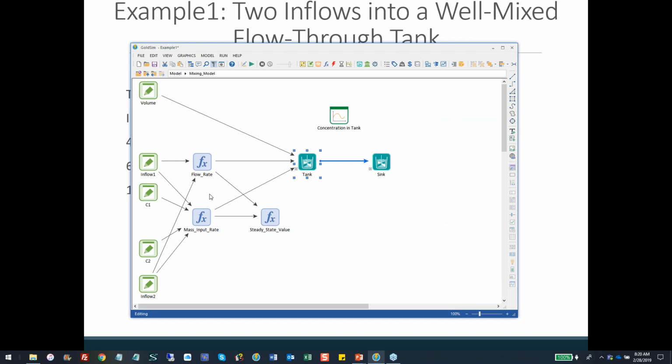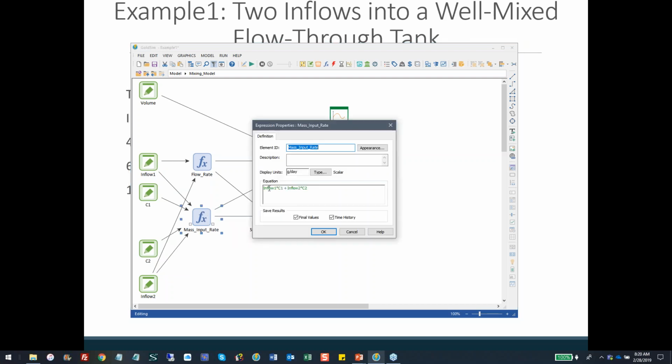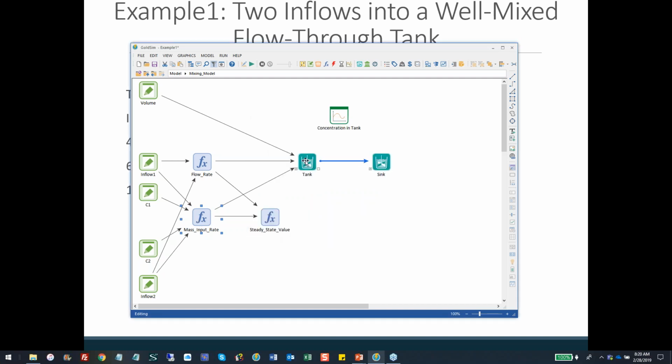The rest of these are just simple calculations. So remember, I've got my total volume, which I said is 10 cubic meters. I have an inflow of 4 cubic meters per day at a concentration of 10, and another inflow of 6 cubic meters per day at a concentration of 2 grams per cubic meter. So my total flow rate is just 6 plus 4. My mass input rate is the inflow times the concentration plus the inflow times the concentration. That's how much mass is actually entering that tank.